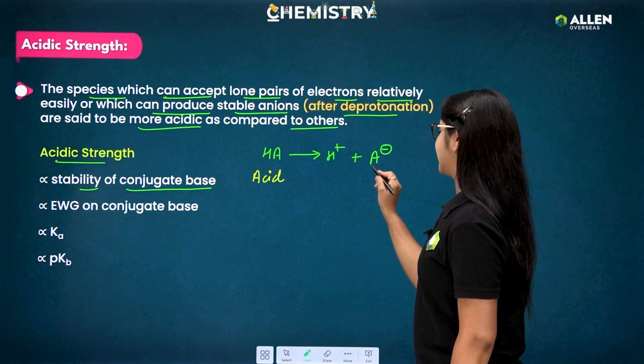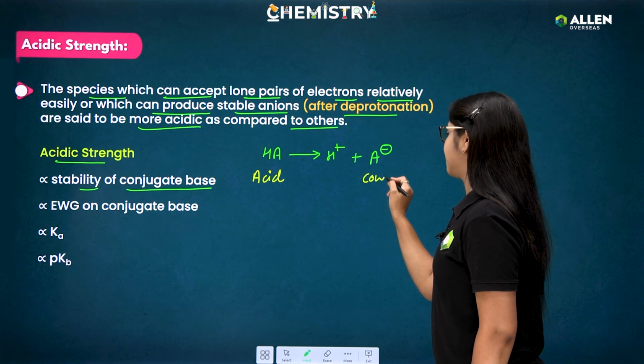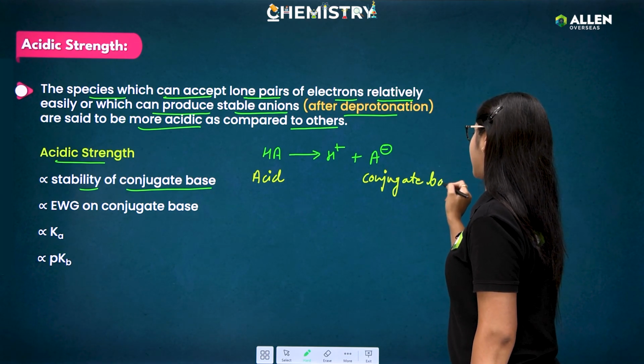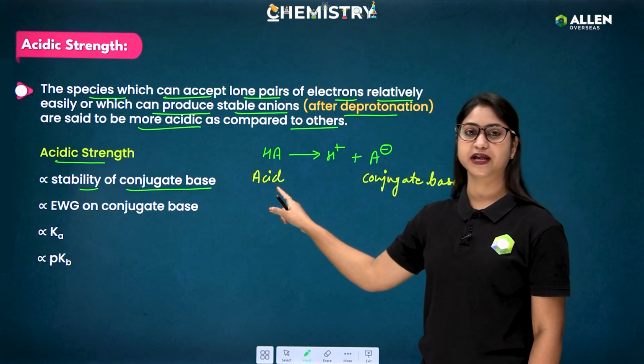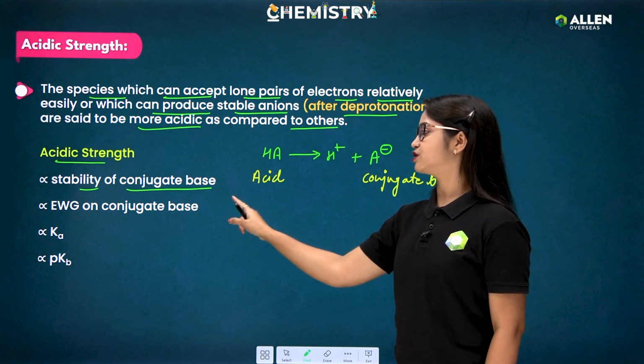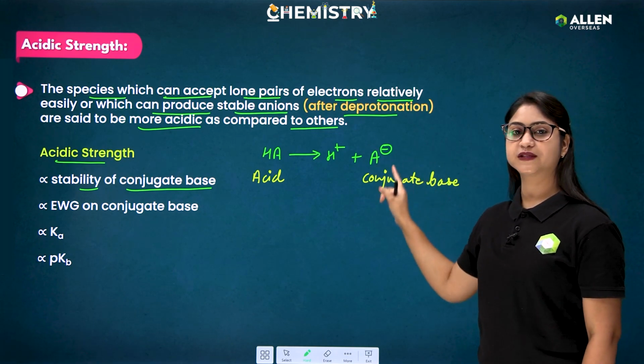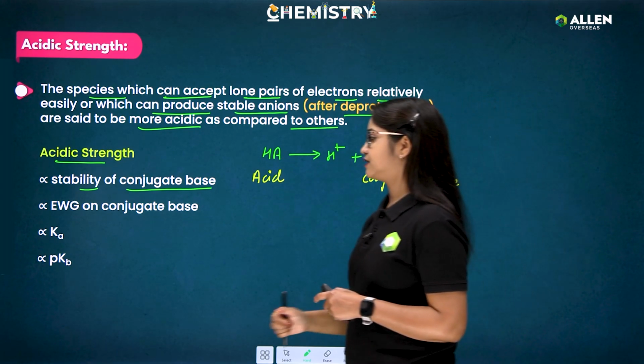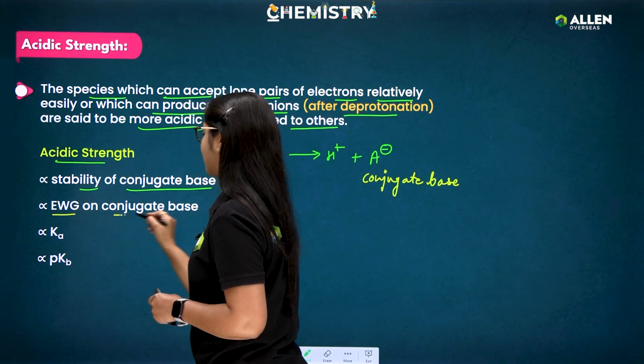So this A negative will be called the conjugate base, the conjugate base of this acid, right? So the more stable this conjugate base is, the more will be the acidic strength, right? And electron withdrawing group on the conjugate base.